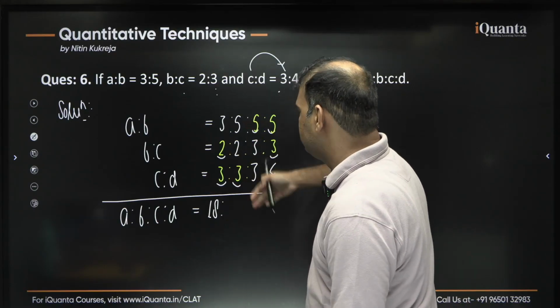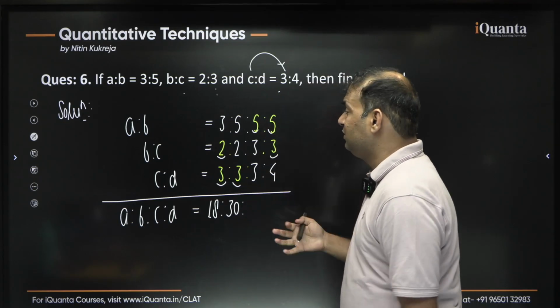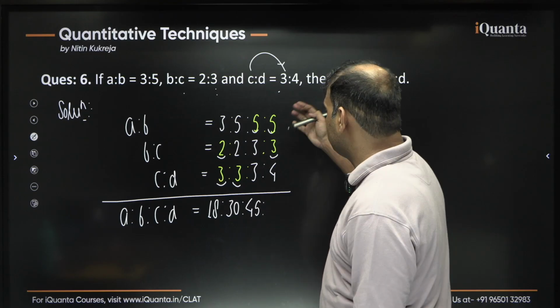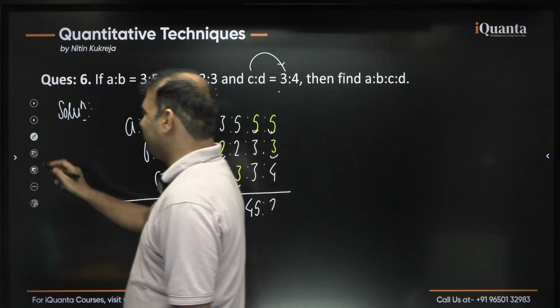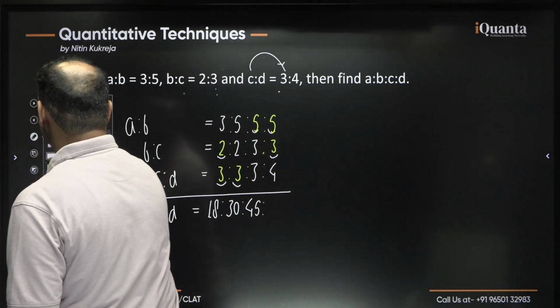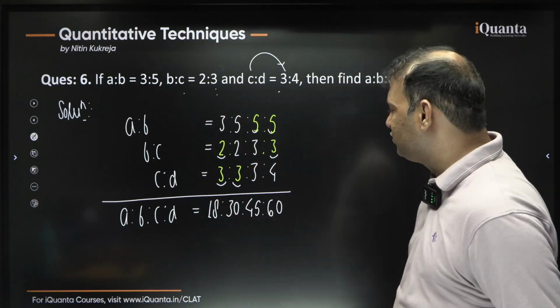Second column, 5 into 2 into 3, we can say that is 30. Third column, 5 into 3 into 3, 5 into 3 is 15, 15 into 3 is 45, okay? Fourth column, 5 into 3 is 15, 15 further is 60, all right? So this is how we got the 4 numbers, right? But yes, these are not in the simplest form, but that is something which you can do, right?